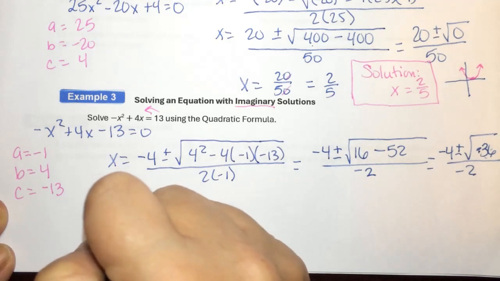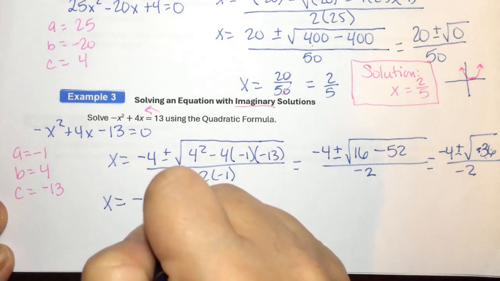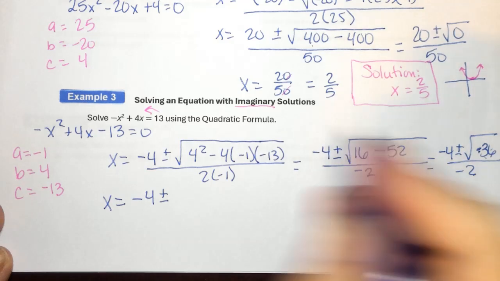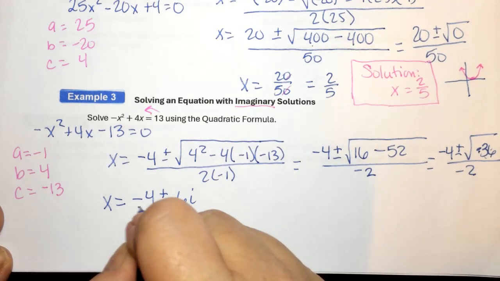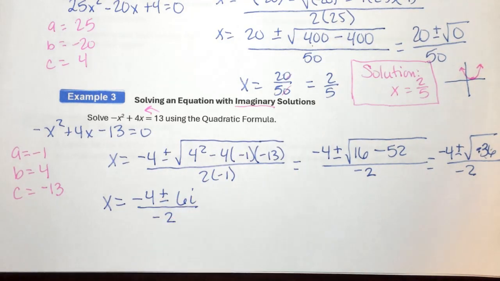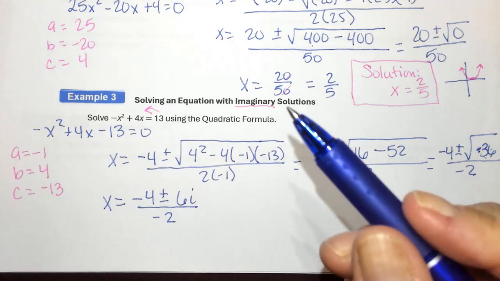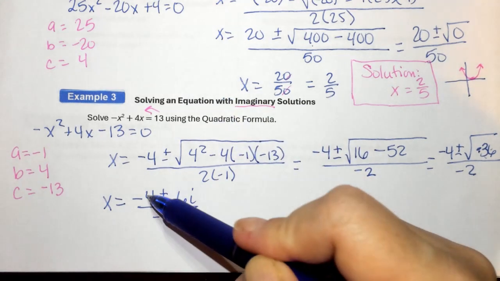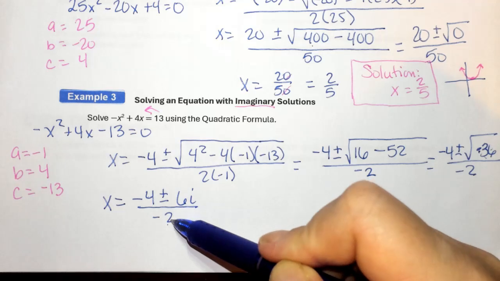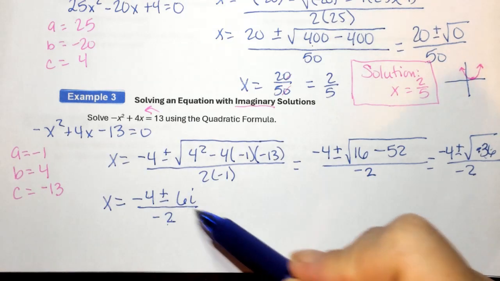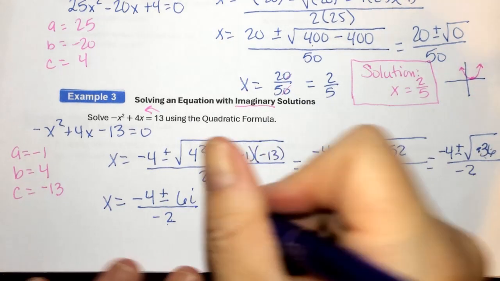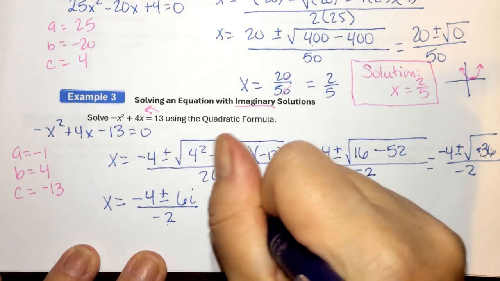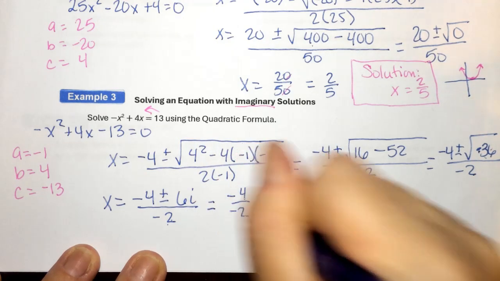So let's continue down here. So we have negative 4 plus or minus, we're going to work this out. So we just said that was 6i over negative 2. All right, we can simplify this a little further and write our final solution. So because we have a negative over a negative, we can divide. So we can actually separate these two. So I'm going to separate them just so you see what I'm doing and you don't think I'm making magic happen.